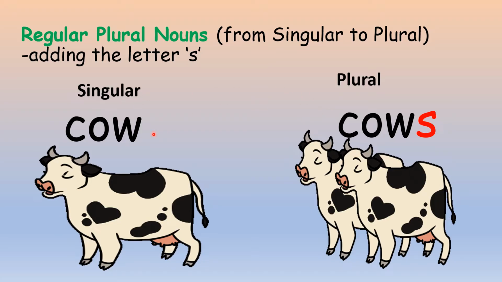If it is only one, the word is cow. If it is more than one, it becomes cows, where we add the letter S. Now, if we only add the letter S to the noun, then it is a regular plural noun.